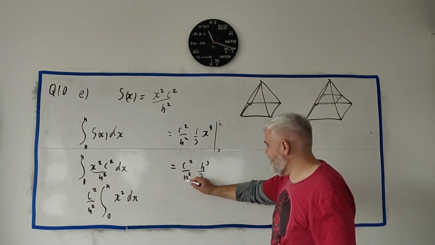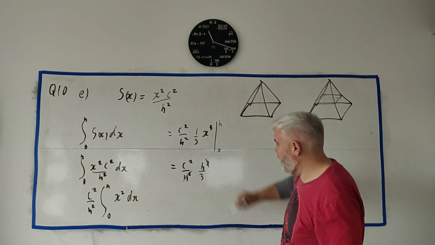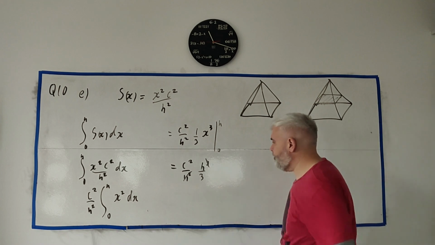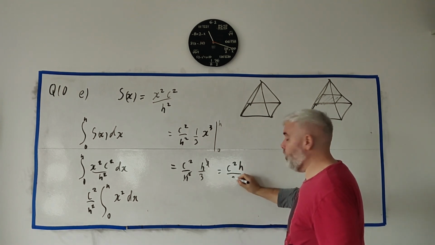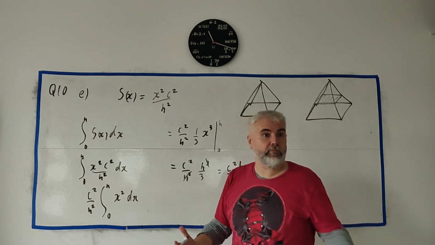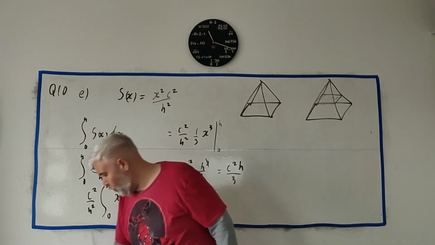And we just need to cancel these 2 h's here, 3 h's here. We're left with 1 h. So the full answer is c squared h times h over 3. That's the full answer for part 1.